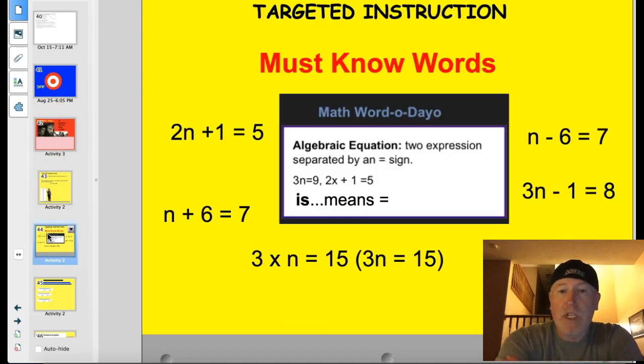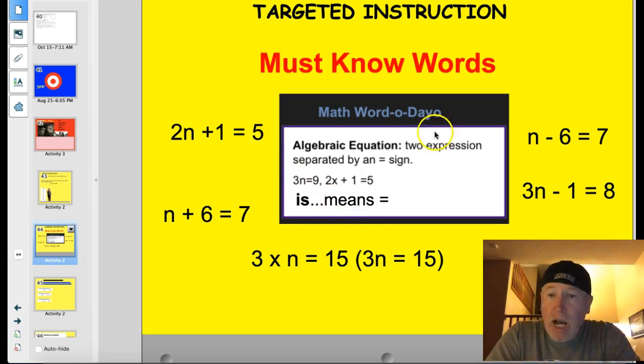A couple of must-know words tonight. Algebraic equation. It's just two expressions that are separated by an equal sign. Here's an expression of 5, and 2n plus 1 has to be equal to that. Think of this equal sign as a balancing point, like on a teeter-totter. Everything on this side has to be equivalent to everything on this side. You can see several equations around here, different types of them. These are all kinds that we're going to be working with.